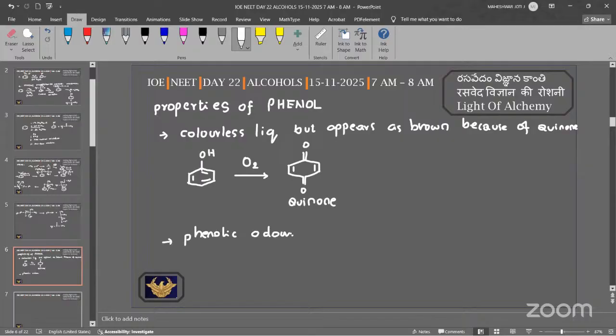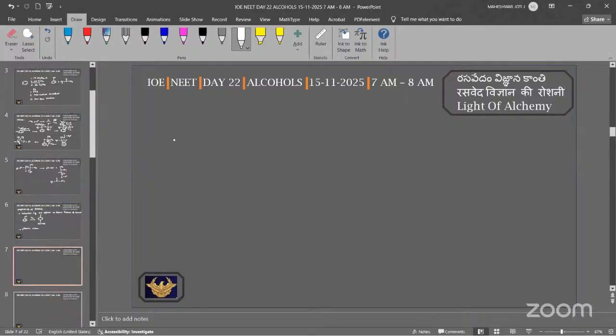Right. Next property. See, phenol, its common name is carbolic acid. The same common name is used for commercial purposes also, so it is also a commercial name. Then why is it called carbolic acid? Because phenols are acidic in nature. Phenolic hydrogen is acidic in nature.